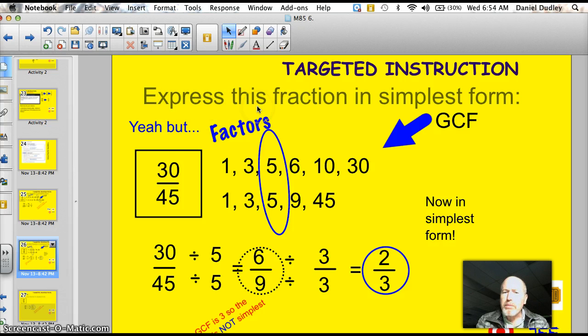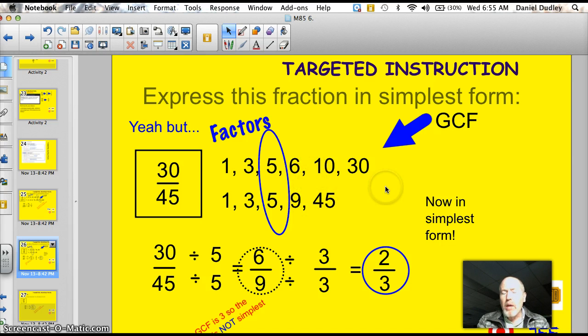Well, here's what will happen here. Here's another example, 30/45. Now let's say that I did the factors here and I didn't quite do it right. I missed a factor. Like I missed 15 in both of these.